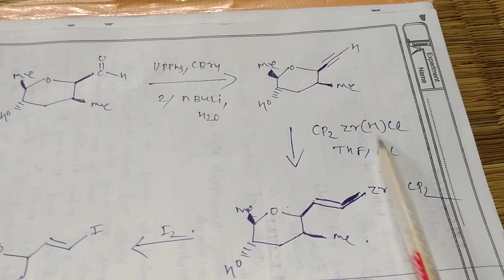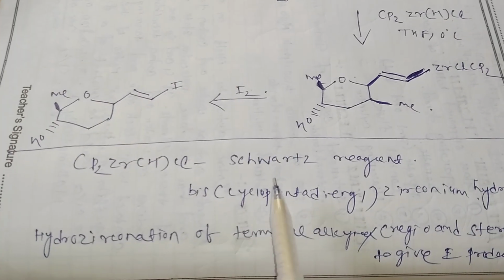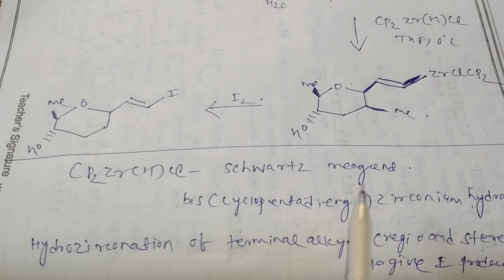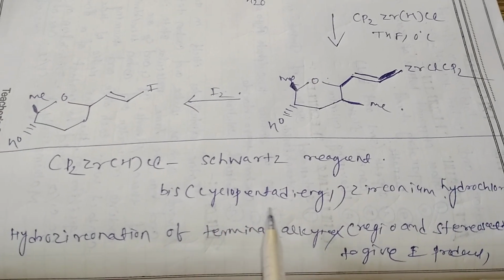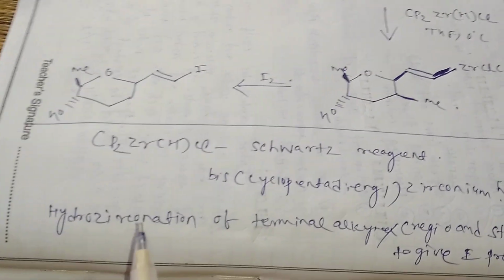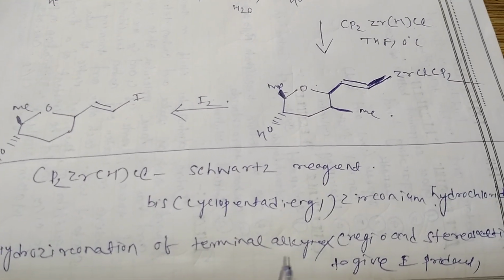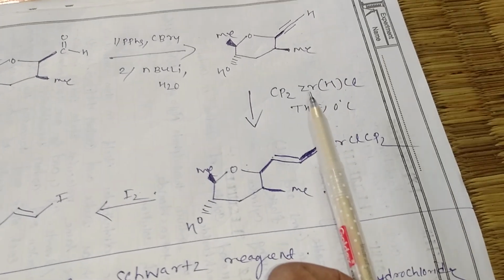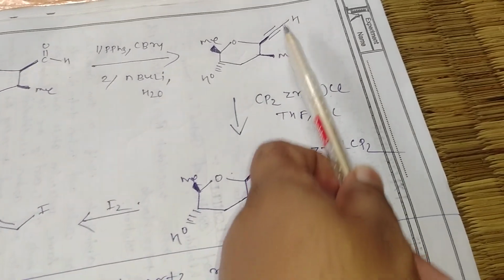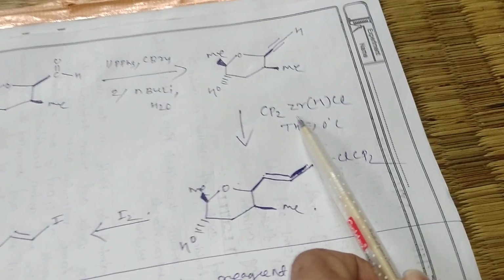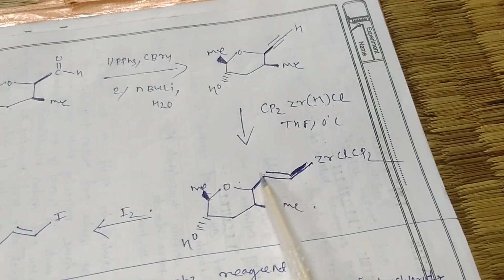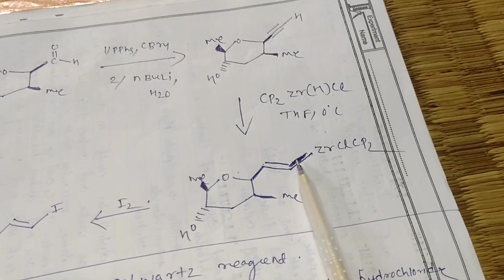Then this reagent is very, very important: Cp2ZrHCl. It is a popular reagent known as the Schwartz reagent. You can study it in the Carruthers book or in the Zweifel book. This is bis(cyclopentadienyl)zirconium hydrochloride. Here hydrozirconation of the terminal alkyne takes place. That means with this reagent, hydrozirconation takes place. This is a terminal alkyne. Then this H and this Cp2ZrCl are added across this triple bond to form a double bond. Here is the double bond. This is not a mistake.